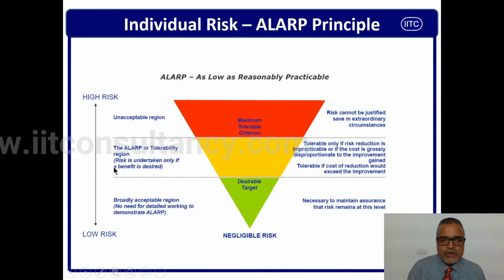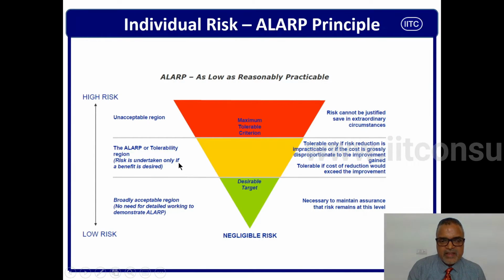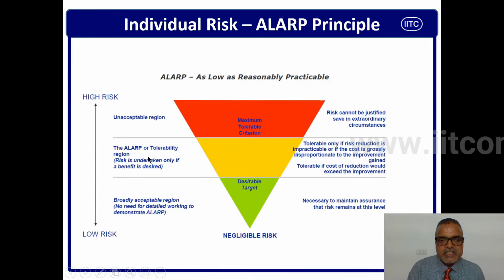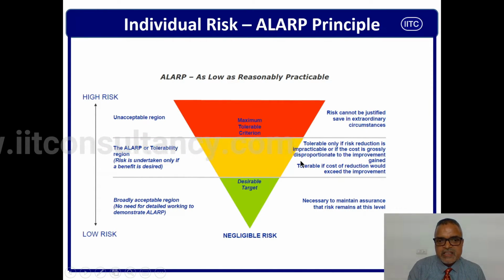Now if you come in the yellow zone, it is showing the ALARP or tolerability region, where risk is undertaken only if a benefit is desired. So in this region, it is ALARP, but we have to demonstrate the ALARP. That means we have to do the cost benefit analysis, and the risk reduction is only undertaken when the benefit is desired. If the benefit is not desired, then the risk reduction measure should not be implemented. Tolerable only if risk reduction is impractical or if the cost is grossly disproportionate to the improvement gained.